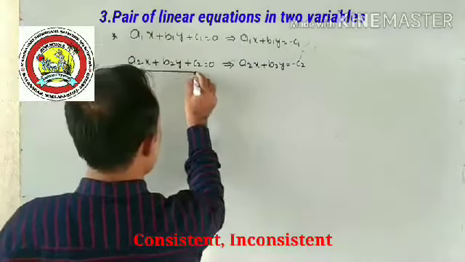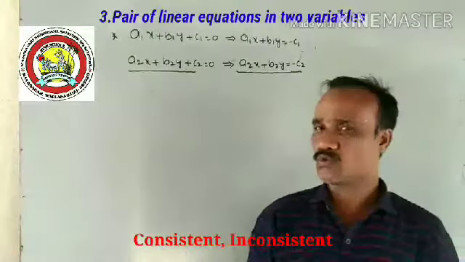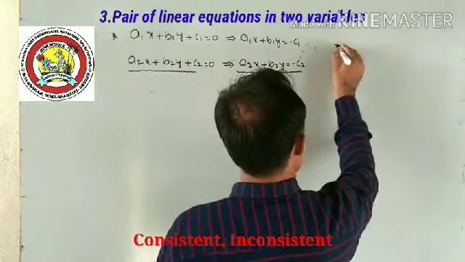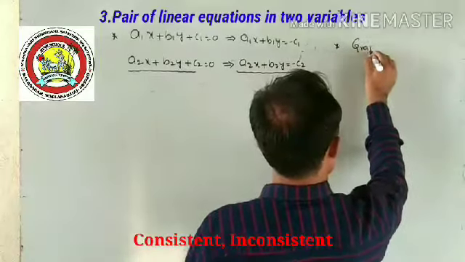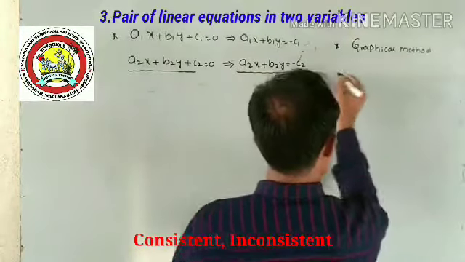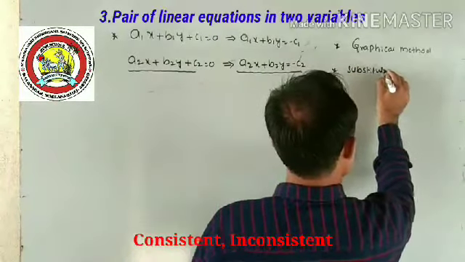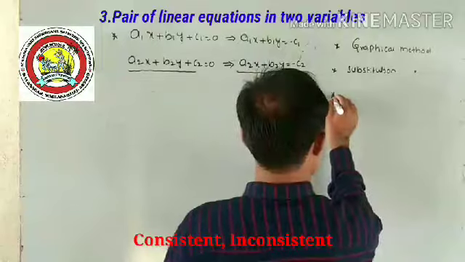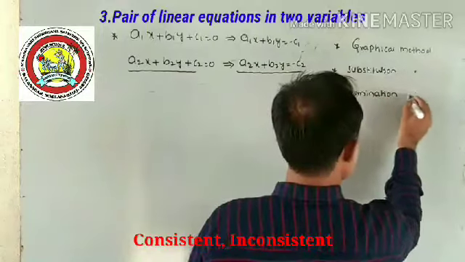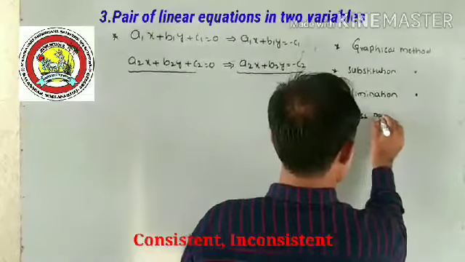Yes, I told you in yesterday's class, a pair of linear equations in two variables can be solved in four different methods. The first one, graphical method. Second method, substitution method. Third one, very important, elimination method. Then fourth one, cross multiplication method.